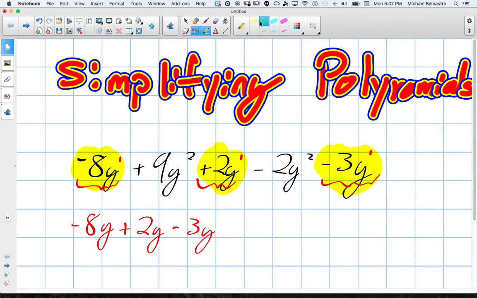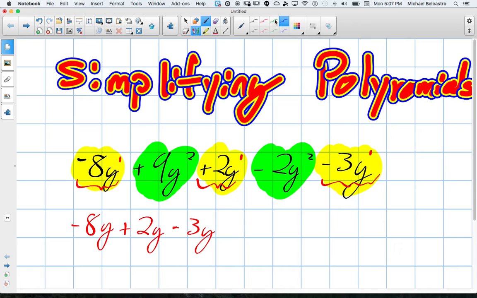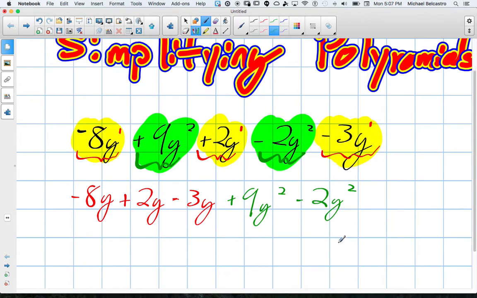Let's take a look if the other two are like terms. We have positive 9y squared, and negative 2y squared again. Because both y's are squared, those are like terms. I'll do that in green. So we'll take these two like terms and put them together. The first one is positive 9y squared, and the second one is minus, or negative, 2y squared. Now we've put them beside each other so it's a little simpler to deal with.